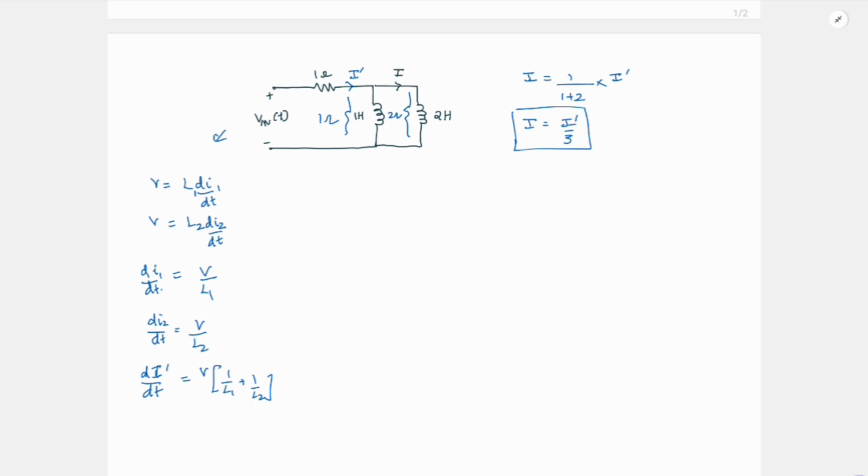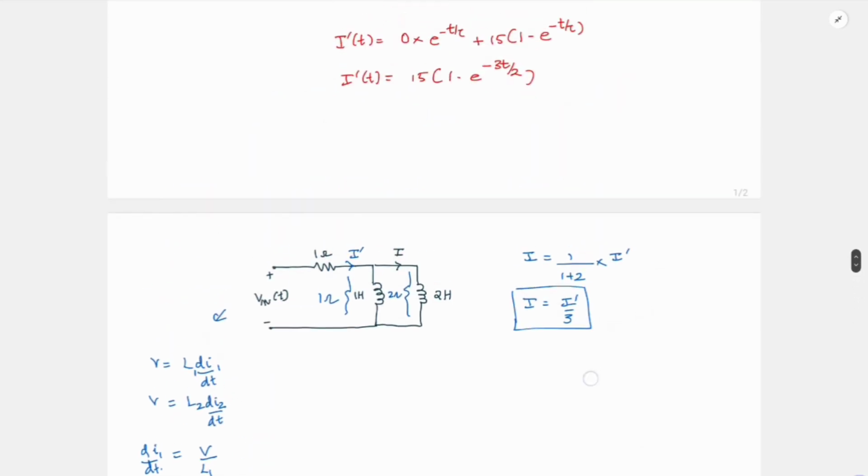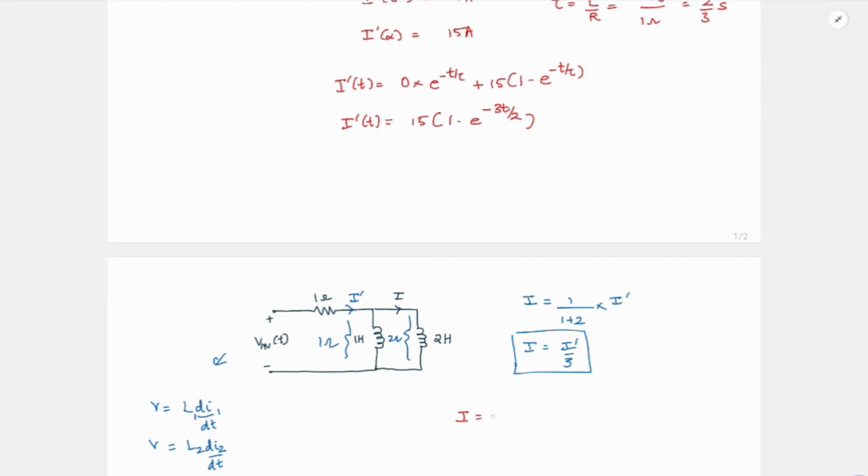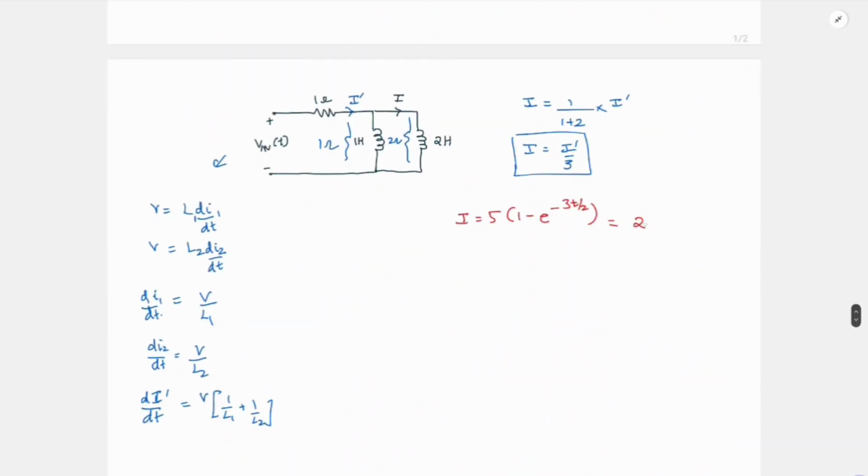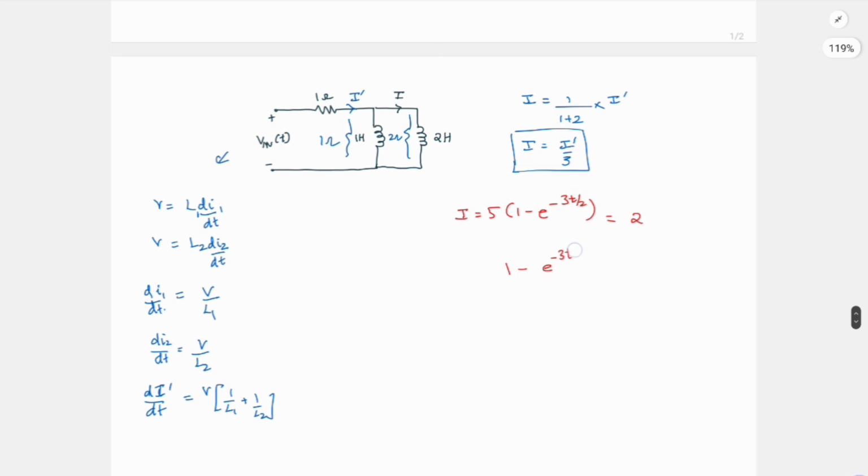So coming back here, we got the relation between I and I dash. So your I is equal to 15 by 3, 5 into 1 minus e power minus 3t by 2. Now you want the t such that this is equal to 2 amperes. So 1 minus e power minus 3t by 2 is equal to 2 by 5. If you bring it to this side and subtract, it will be 3 by 5 is equal to e power minus 3t by 2. Take natural logarithm on both sides: ln of 3 by 5 is equal to minus 3t by 2. Your t is equal to minus 2 by 3 ln of 3 by 5, which is equal to 0.34 seconds.